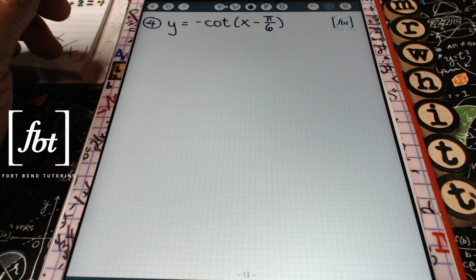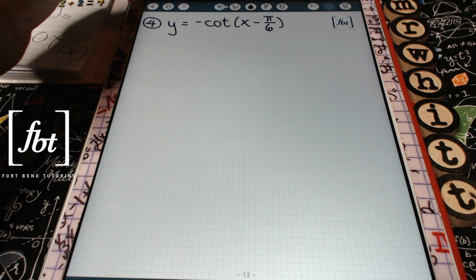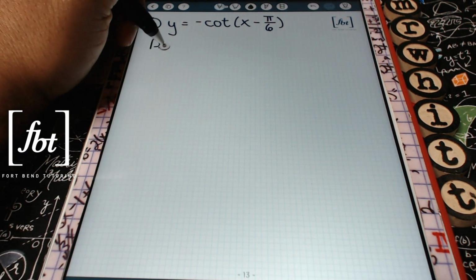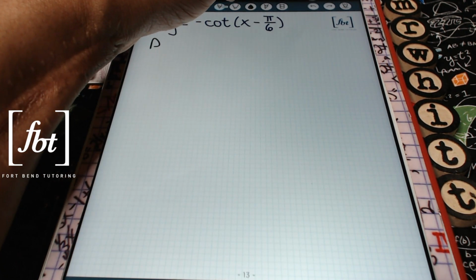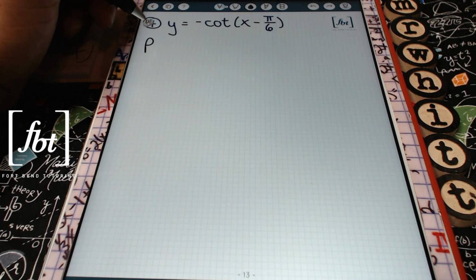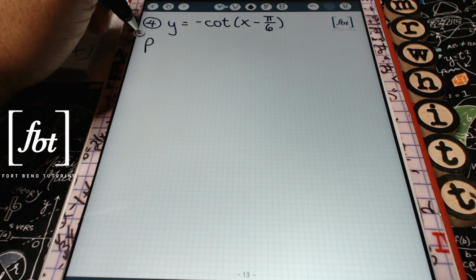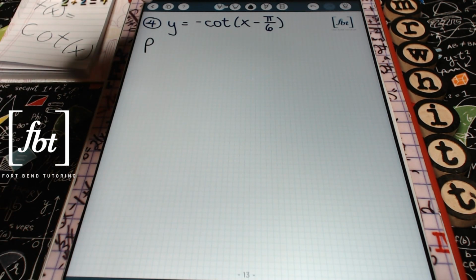So now what I'm going to do, I'm going to find out the period first. And recall that the period, oh, that's an ugly P. We're going to have to fix that. We're going to have to fix the ugly P. And look at that. Is that not a better P? Let me know in the comment section if this is a better P.